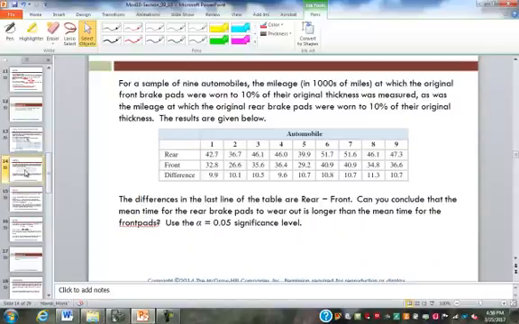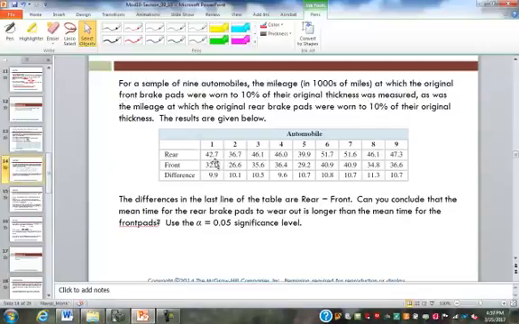So here we're looking at a sample of 9 automobiles, the mileage in thousands of miles at which the original front brake pads were worn down to 10% of their original thickness was measured, as was the mileage at which the original rear brake pads were worn down to 10% of the original thickness. So they're looking in thousands of miles at how long it takes to wear the brake pads down. So they're comparing front brake pads to rear brake pads.